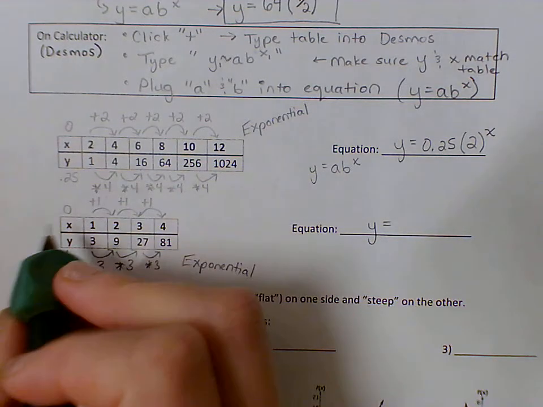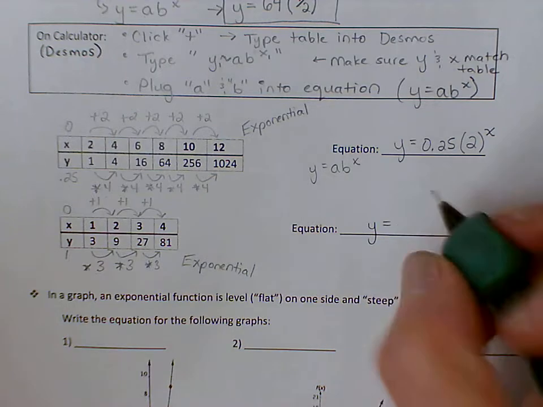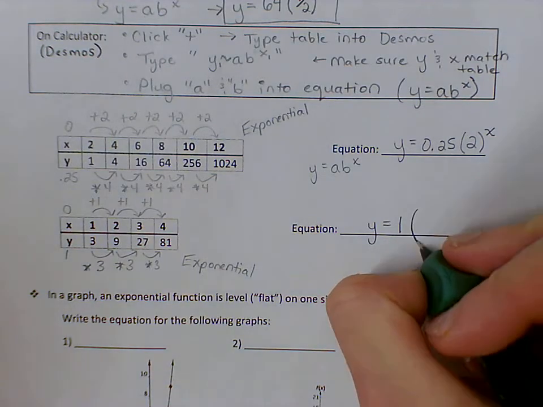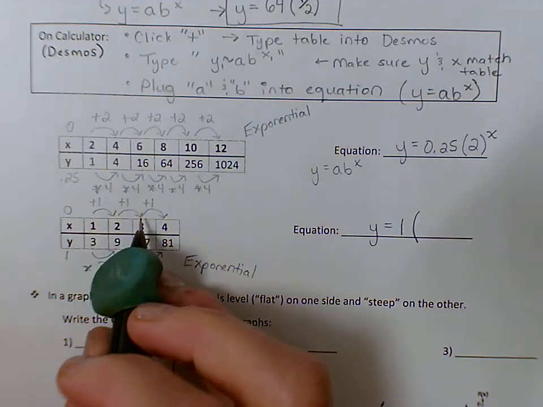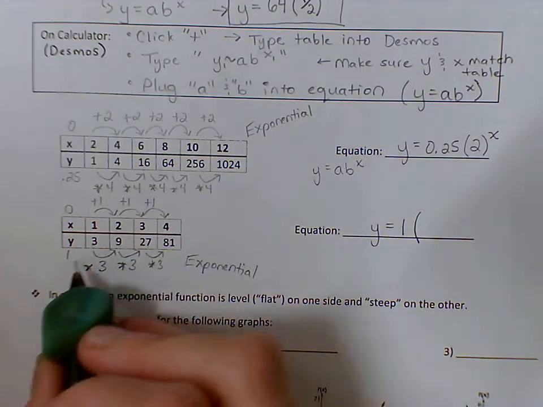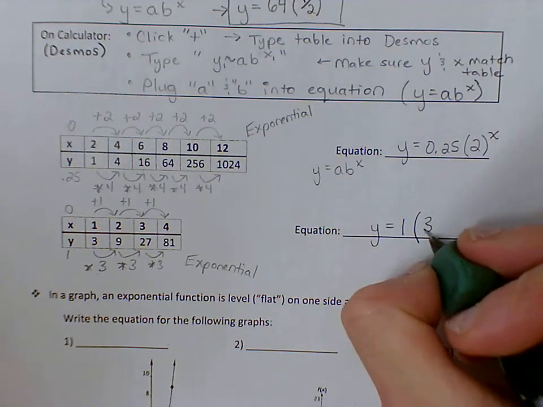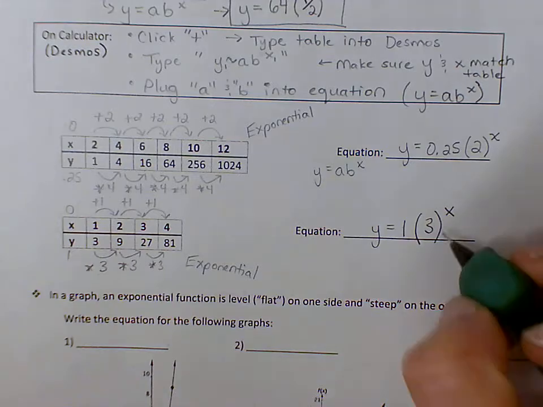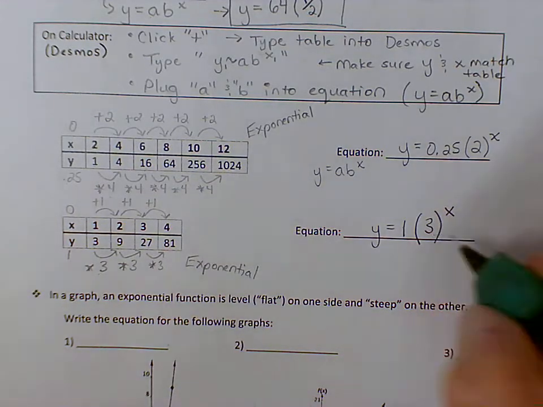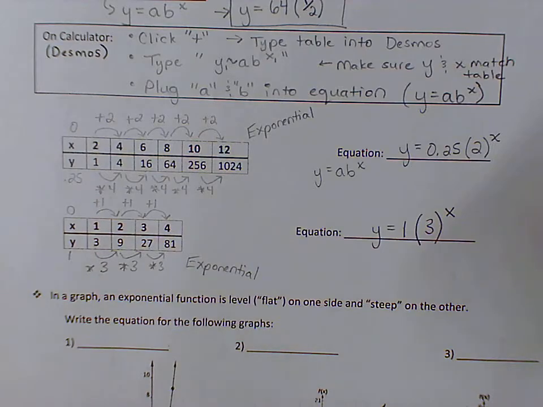So 1 would be my starting point. So my A would be 1. And then what am I multiplying by? Well, because my x values had the same interval of 1, it's going to be whatever I was multiplying by here. So my B, or my factor, is 3. Okay? And then this would actually be a growth because my B was greater than 1. Okay? So that's how you get it from a table.